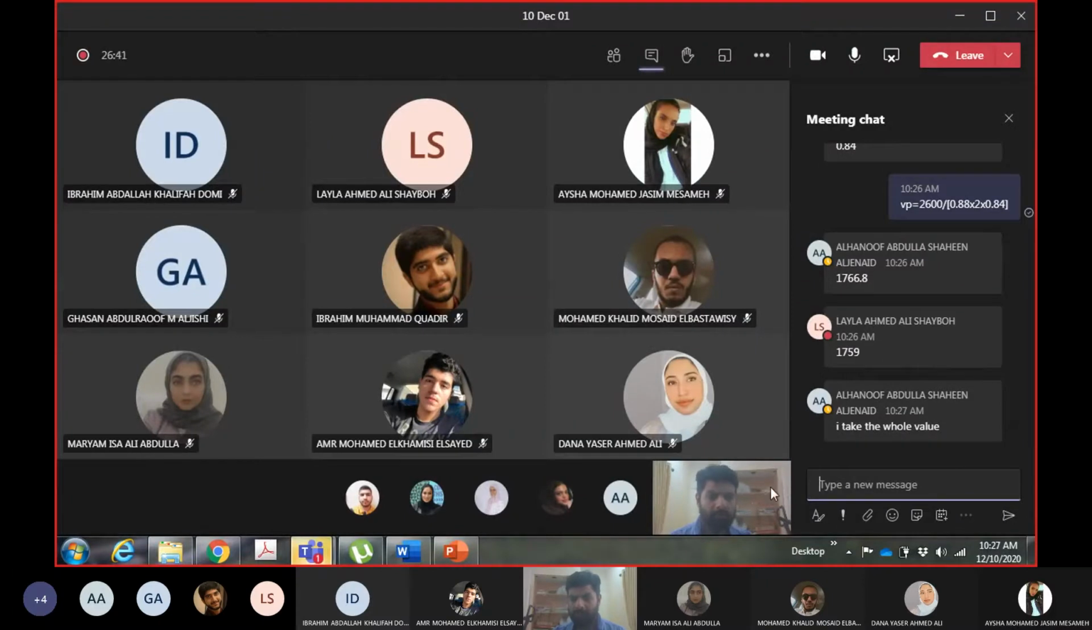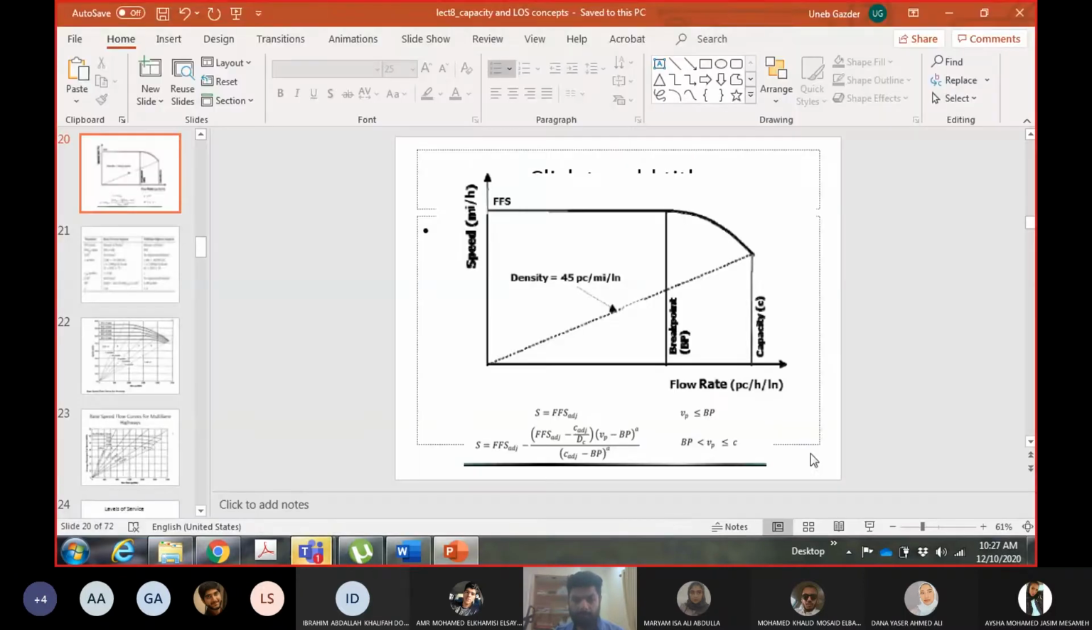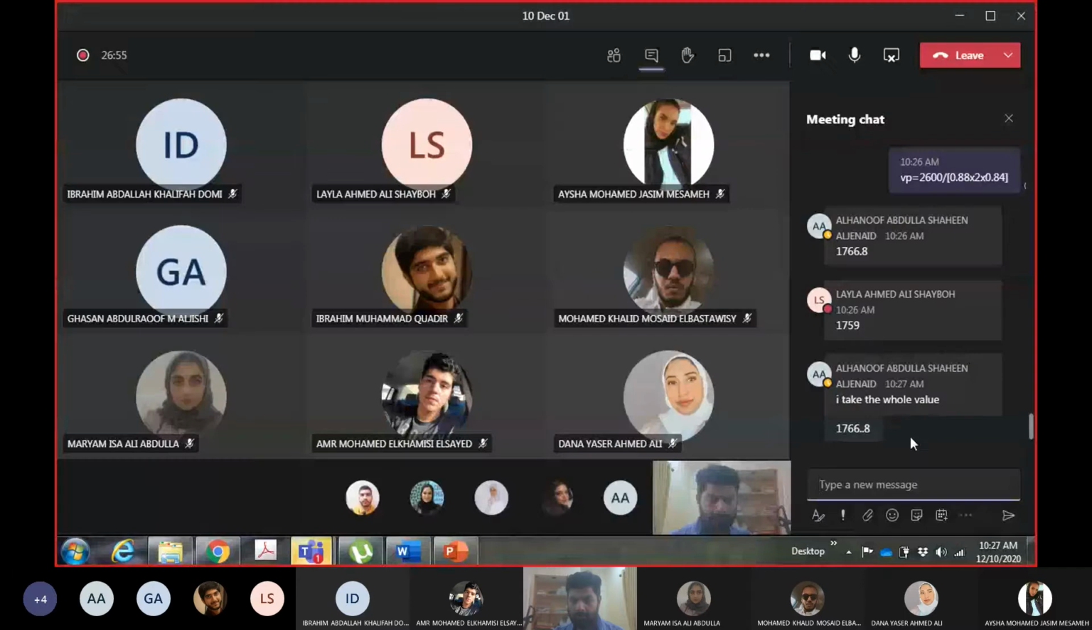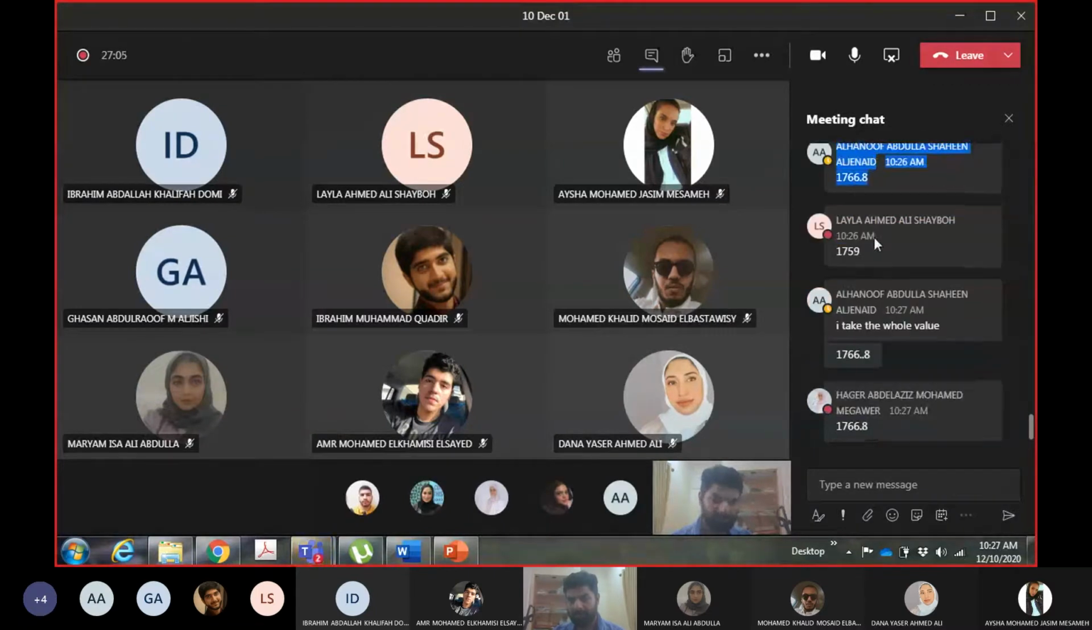I'm asking, should I take 1767 or 1759? Can anybody else give me the value? There are two values, right? One of you is saying 1767, 1766, and the other is saying 1759. You will take the whole number, but again, it is 1766.8. The whole will not be 1759.